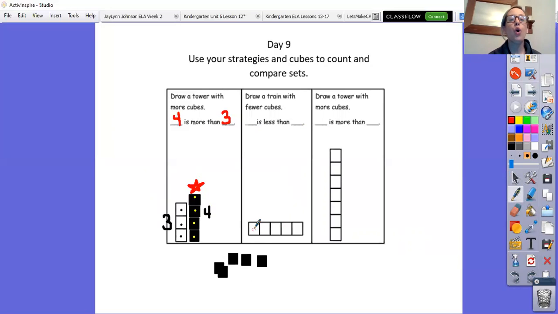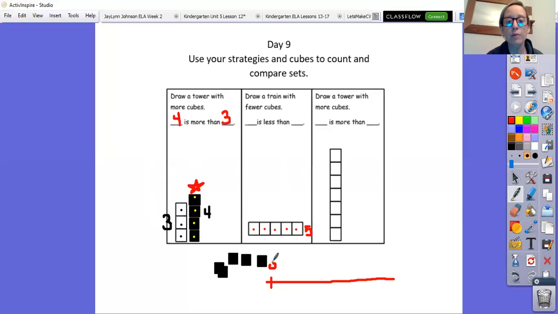Let's count. 1, 2, 3, 4, 5. So right now, I have 5 cubes. It's telling me that I need to make a train that has less or fewer, okay? So I need to find a smaller amount. If I was looking at my number line, I'm just going to draw a quick number line.